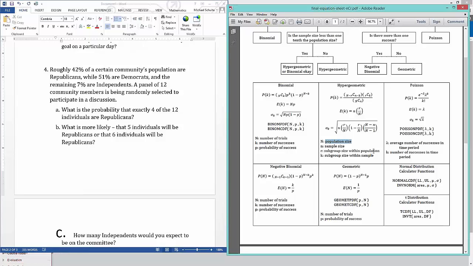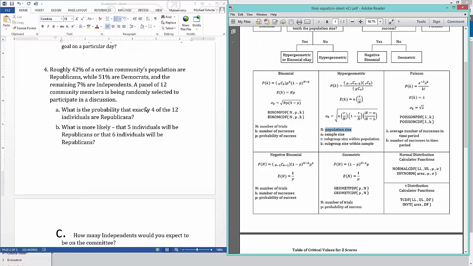For question A, we're asking what's the probability of 4 Republicans? So we would say Republican success has a probability of 0.42. Failure has a probability of 0.58, since we add the other two together. And then, what's more likely, 5 Republicans or 6? You'd use the binomial distribution to calculate each of those probabilities and just see which one's bigger.